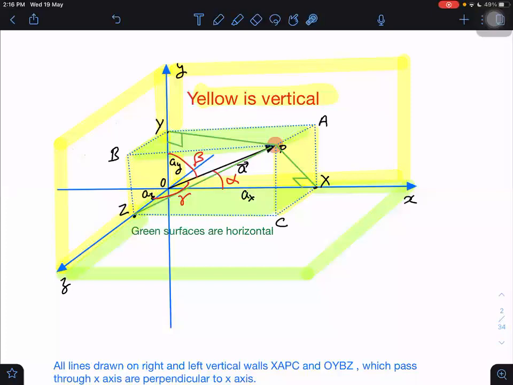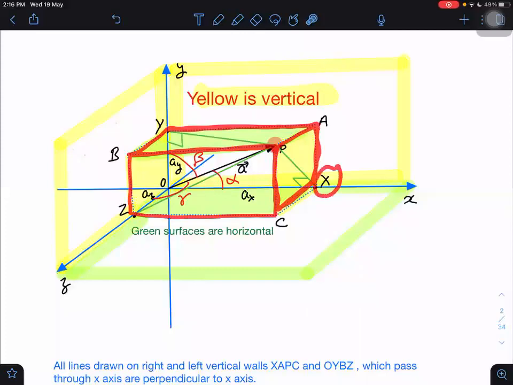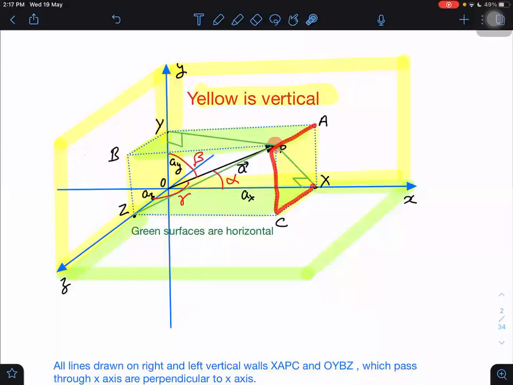At this tip, I will take one plane parallel to the left wall and one plane parallel to the horizontal floor, and one plane which is parallel to the front wall. These 3 planes I will take. Where these planes are cutting the corresponding axis, those will be representing the components. So where this plane is cutting the x-axis, it is cutting at capital X.